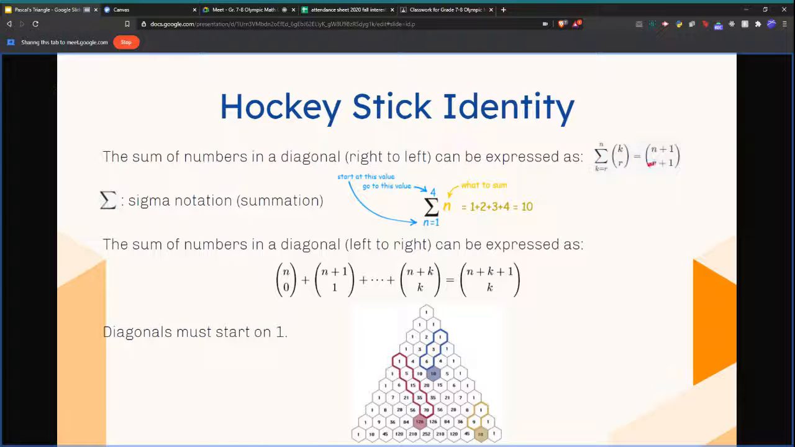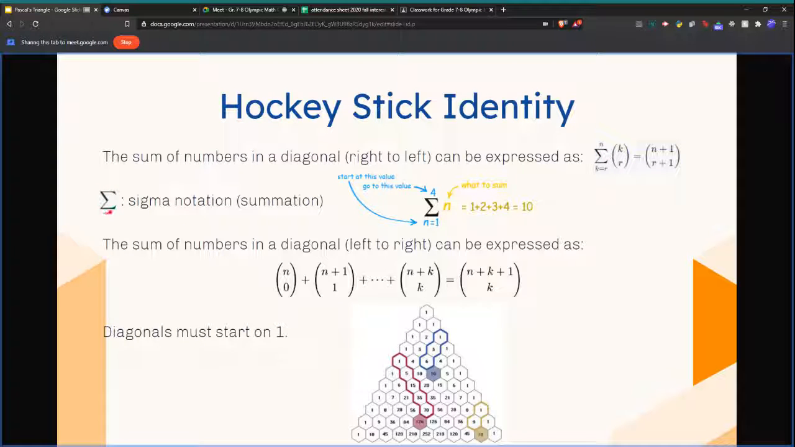This can be expressed with this notation. And probably a lot of you haven't seen what this notation is, and I'll show it right here. But basically you have a sum from k equal to r to n, and then you have an expression k choose r. This is equal to n plus 1 choose r plus 1. And I'll explain what this notation is.